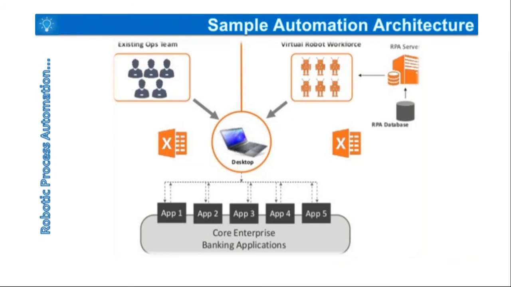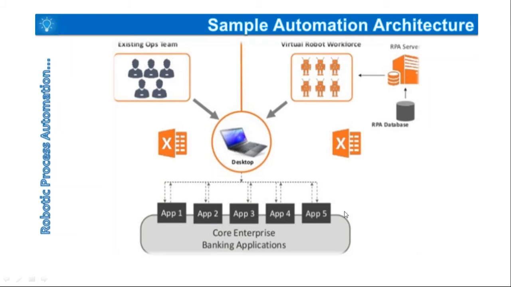If you look here, this is a sample automation architecture, which follows the same thing. This is the existing operations team. They interact with the machine and perform work in different types of applications. For example, this is the core enterprise banking application. If you raise one ticket or one request, they interact with multiple applications and finally get back to you with the outputs, in the form of an Excel sheet or something else.